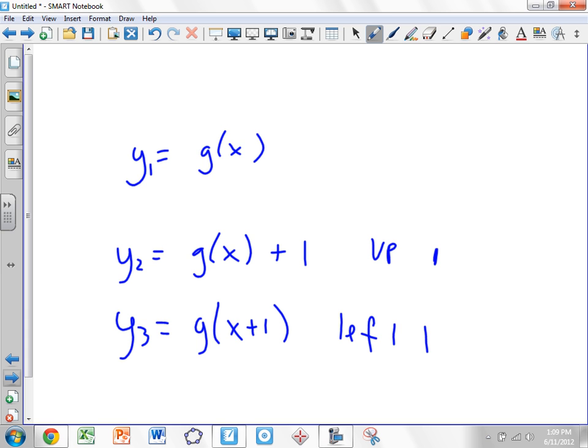Because remember, what do you do when it's on the inside? When it's the h value, you do the opposite, okay? Remember, whenever it's the h value, whatever occurs in here, you think of the opposite. So normally plus 1, you think go right 1. But it's left 1. Plus 1 up here does mean go up 1. So these are just your general transformations.